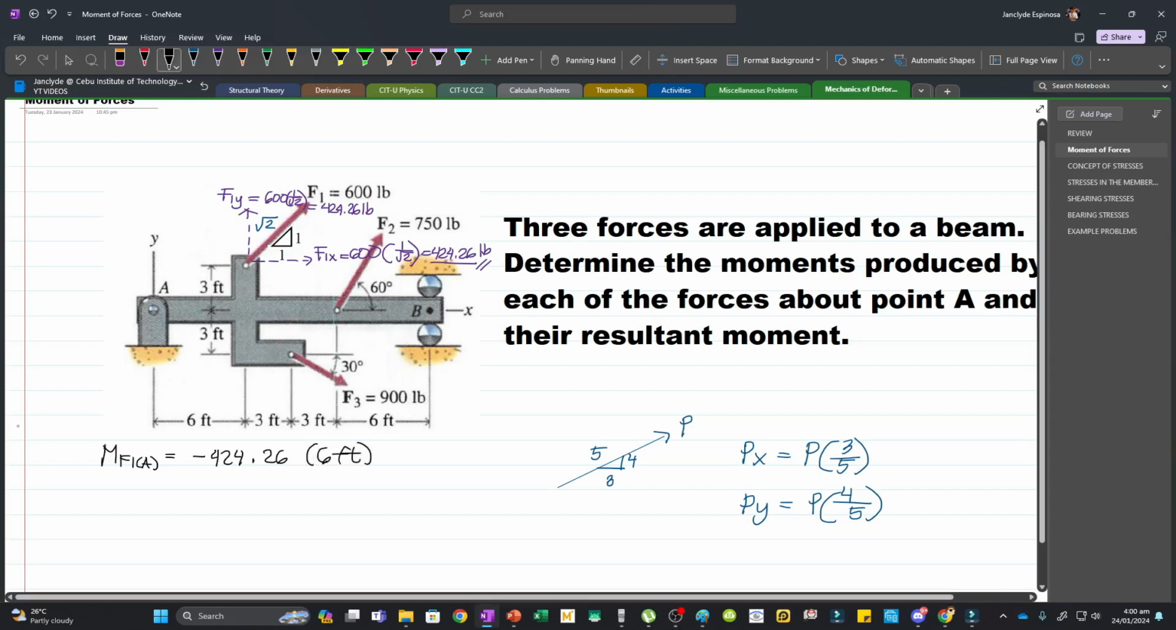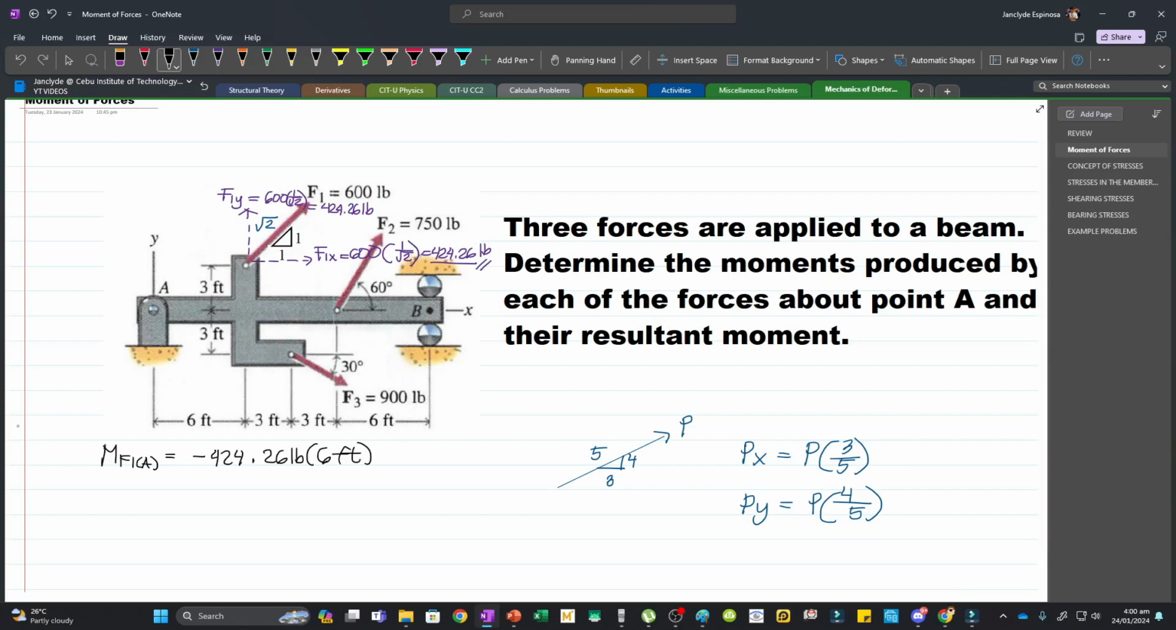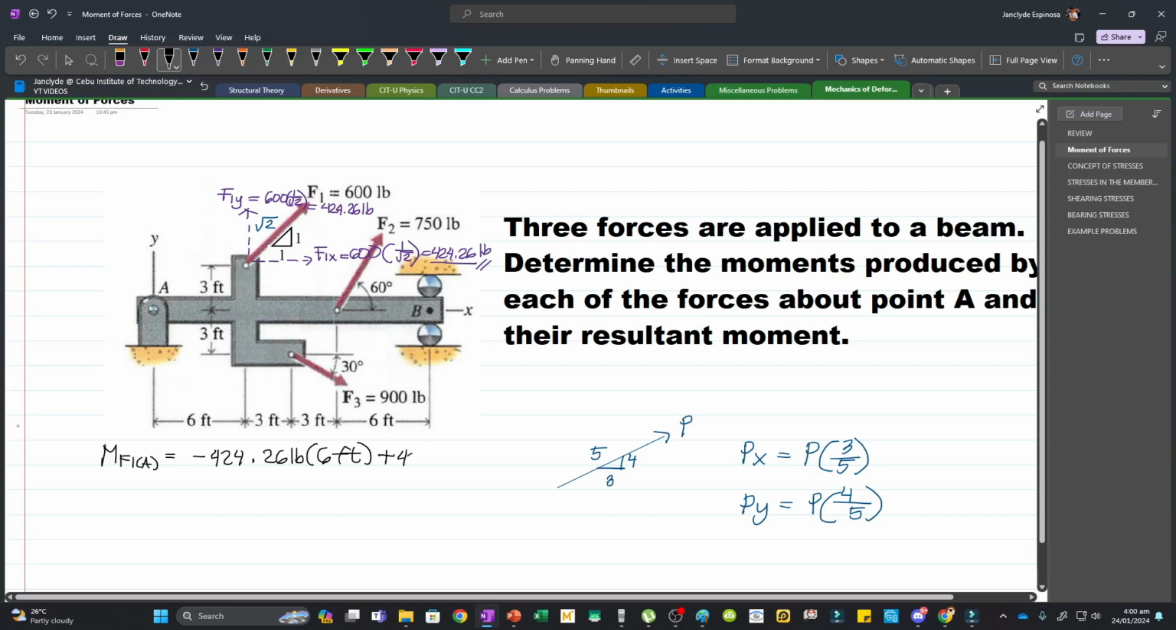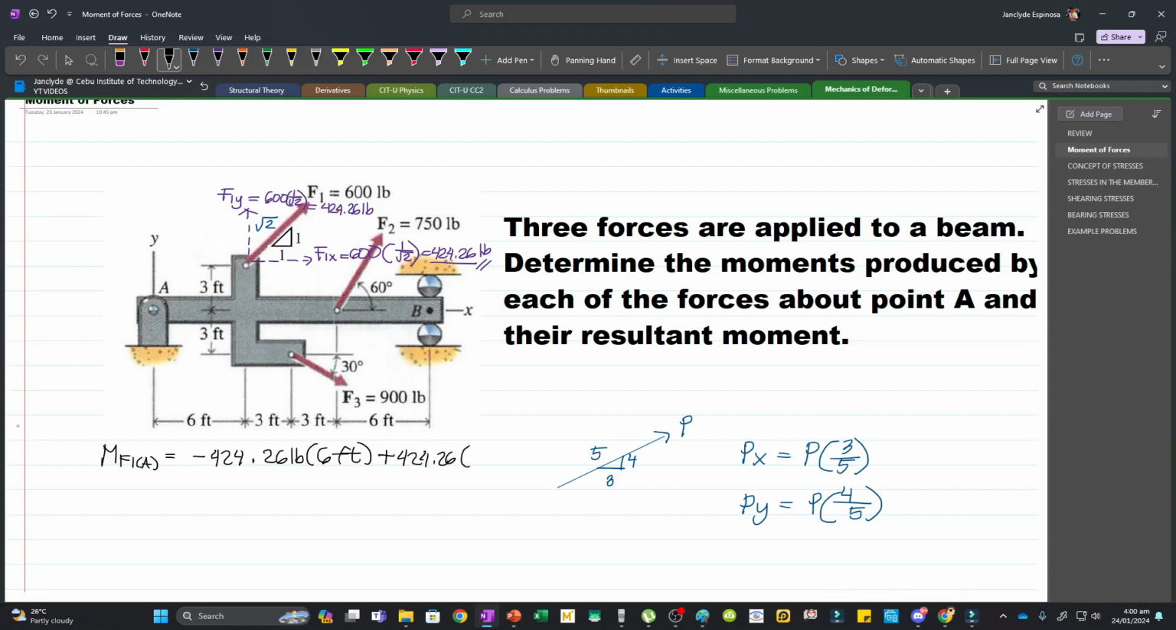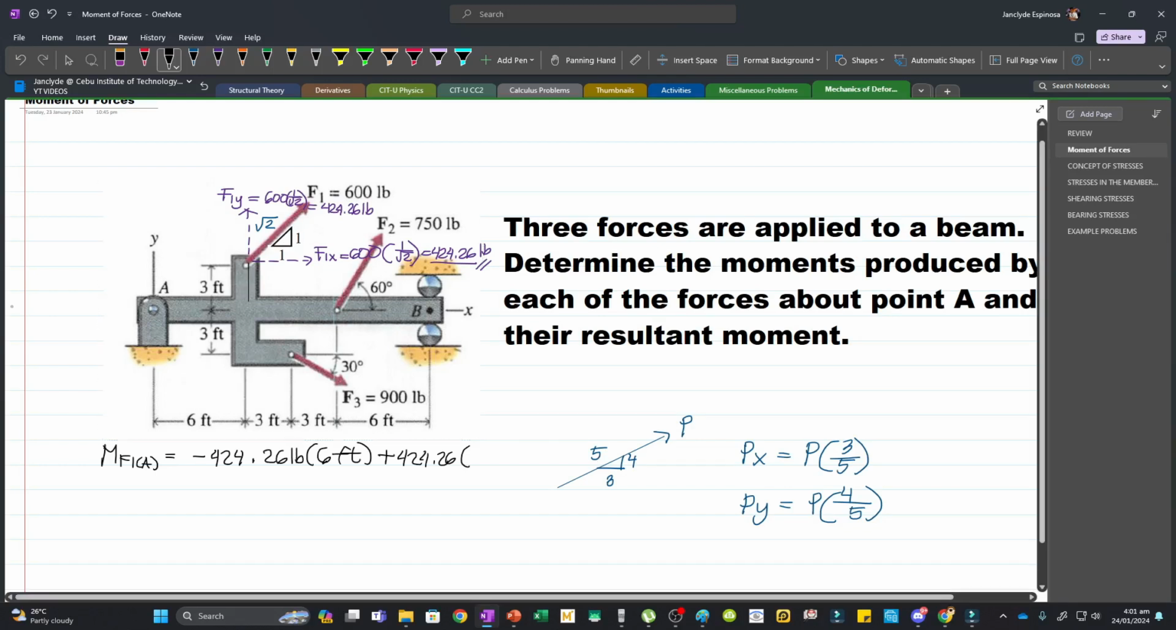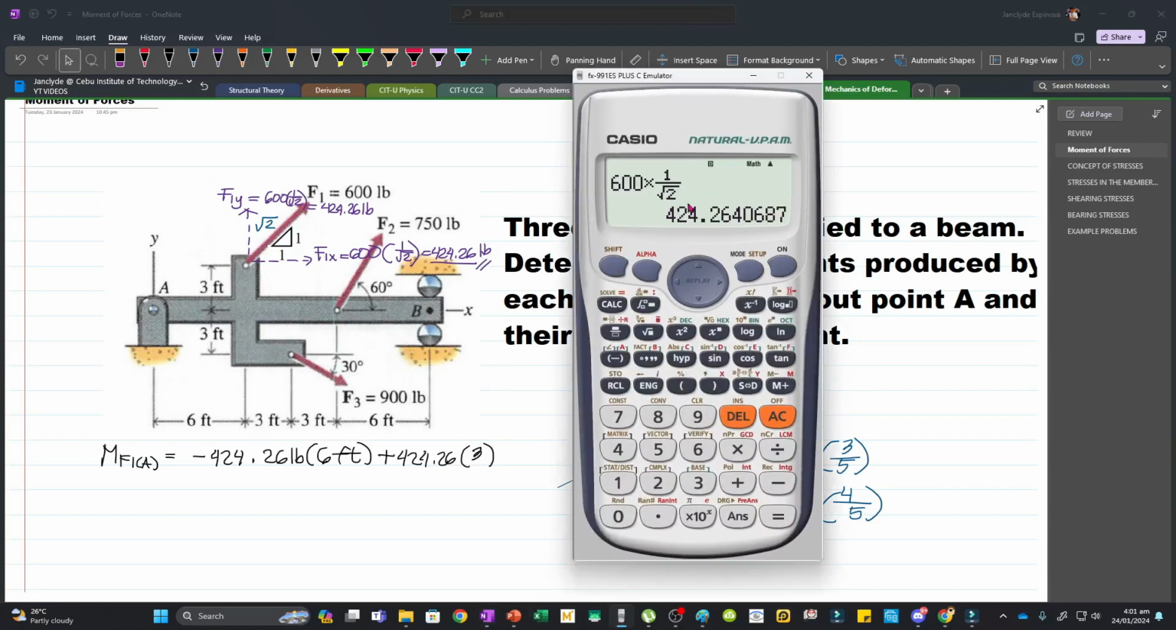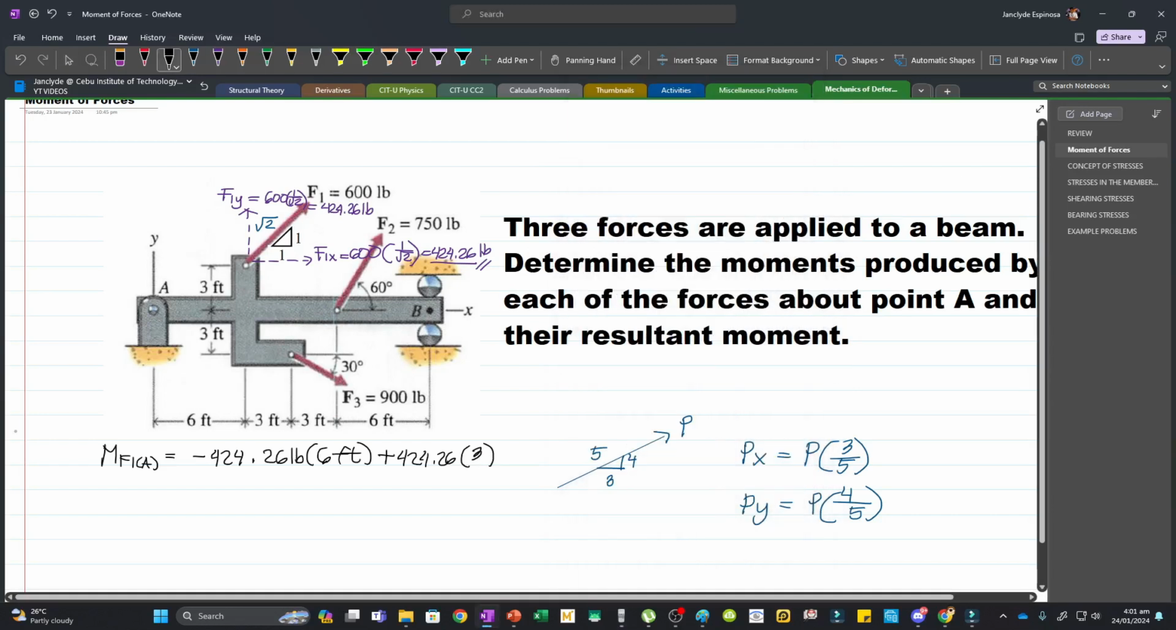Again, this is pounds. And then we also have F1x, which is still 424.26. However, this will cause a clockwise rotation about A. So this is plus 424.26 multiplied by the moment arm, which is 3 feet because this is the moment arm of our horizontal load. And so times 3. Let's just store this value into a. We have negative a times 6 plus a times 3. So we have negative 1272.79 lb times feet. And so this will be our answer.